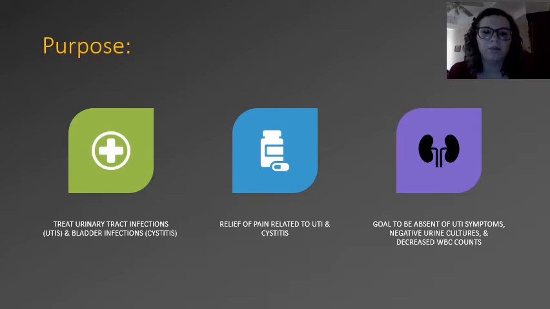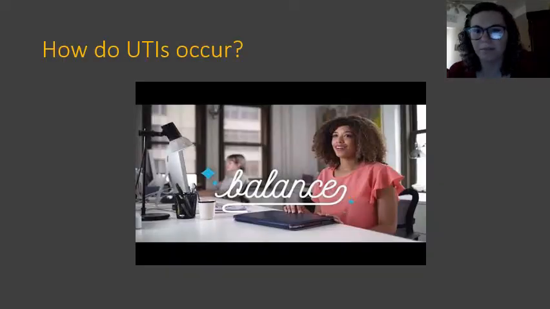The purpose of these medications fall into two categories, either to treat the infection, so the UTI, urinary tract infection, or the cystitis, the bladder infection. Or the second category is to relieve the pain related to the infection, the UTI or cystitis. The goal of treatment then is going to be absent of the UTI symptoms, negative urine cultures, and of course a decreased white blood cell count.